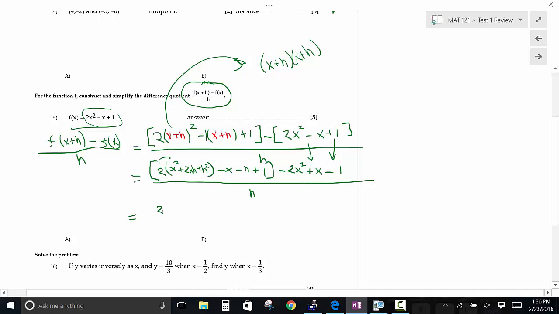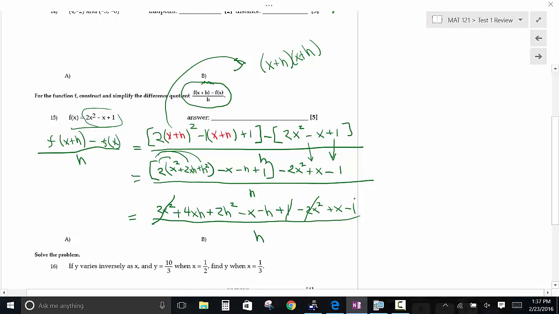So that's 2x squared here plus 4xh, and then plus 2h to the second, minus x minus h plus 1 minus 2x squared plus x minus 1, all over h, okay? So you're going to now start going through and you're going to find a whole bunch of stuff is going to cancel, and if it is not working that way, you need to go back and check your signs. So that cancels. In fact, anything that does not have an h in it will cancel.